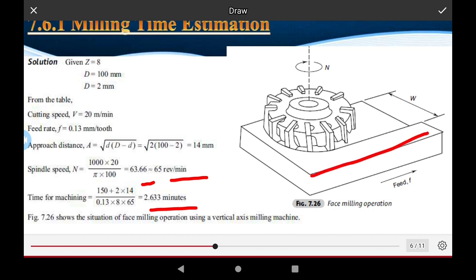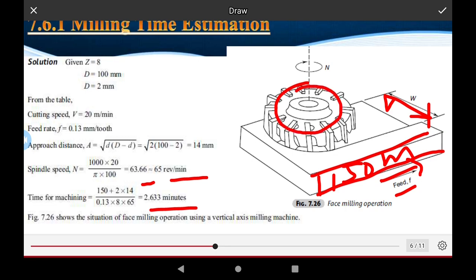This is the workpiece, and this is 150 mm, the length. The feed rate is f, and v is the width of the workpiece. The tool is mounted on a shaft, and the shaft is in a vertical position. The shaft rotates at some revolutions per minute, and these are the teeth of the milling cutter, acting on the workpiece.